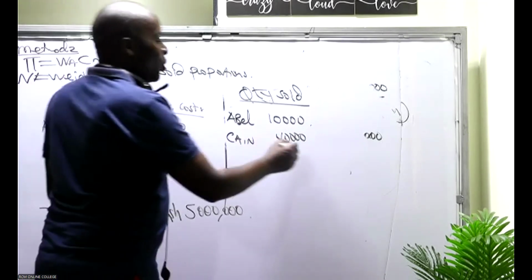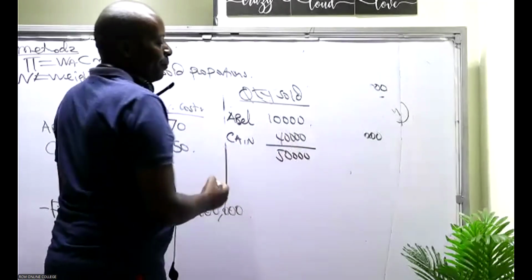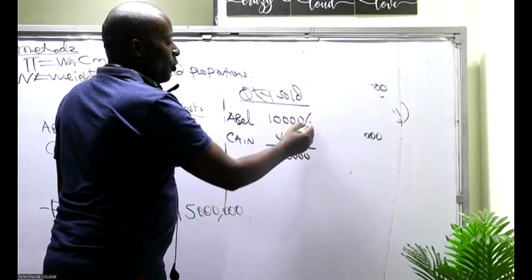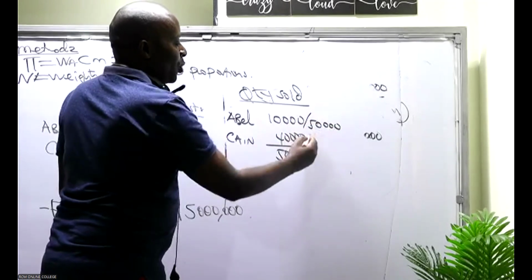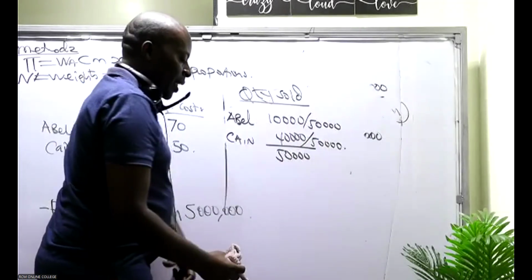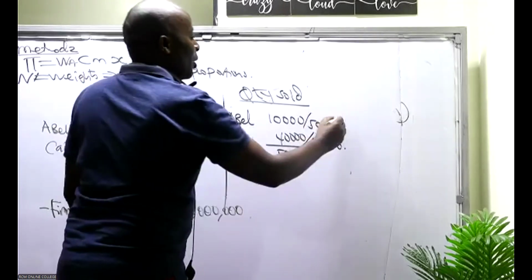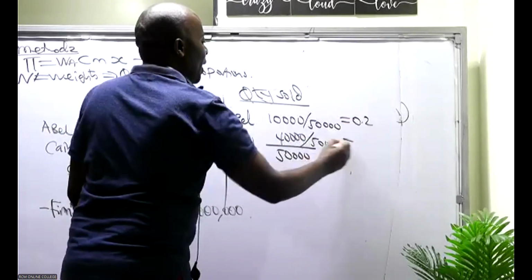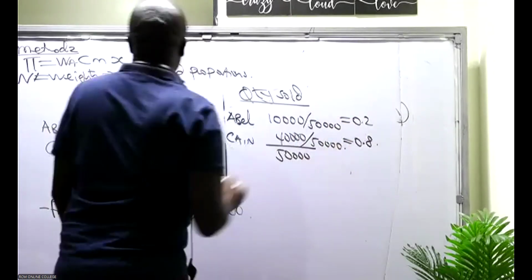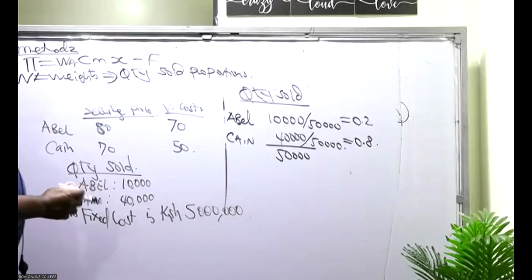To make these proportions, you simply add these two, which gives us 50,000. So this would be 10,000 over 50,000, and this would be 40,000 over 50,000. And indeed, Keziah is correct. Keziah has given us 0.2 if you compute, and this is 0.8. Keziah has been able to give us this in a very nice way.